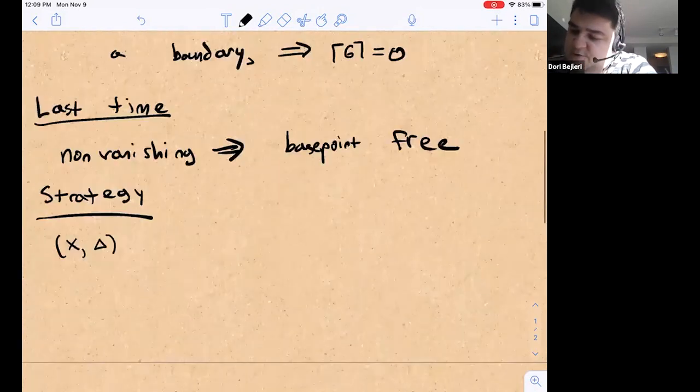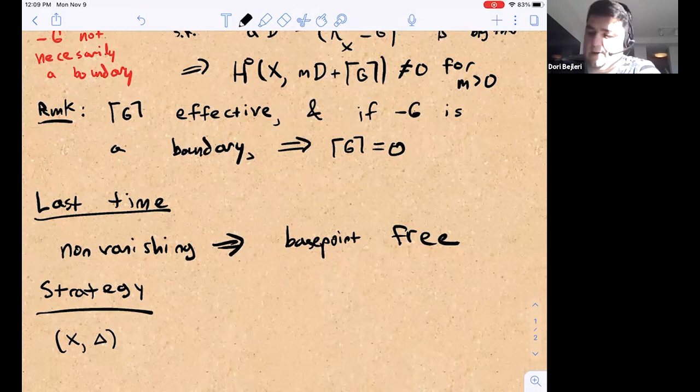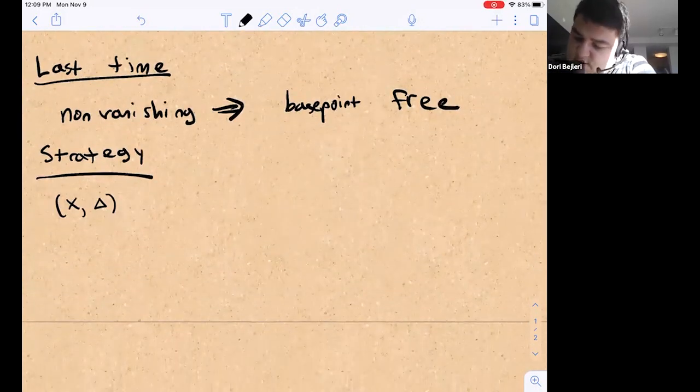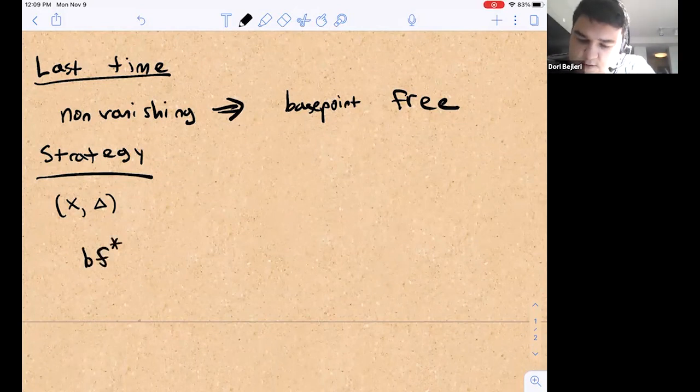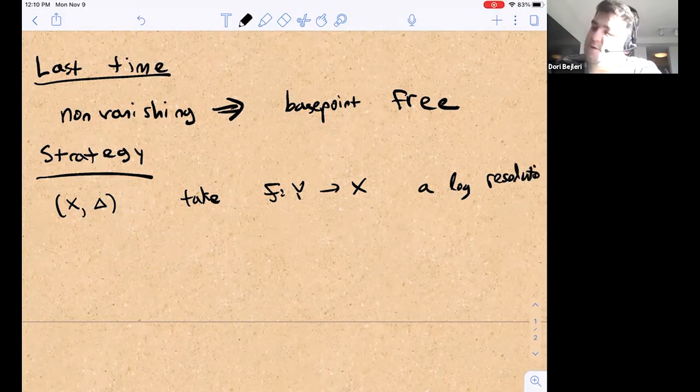So we wanted to use induction to produce these sections, and to induct on the dimension, we want to be able to restrict to some divisor, and then be able to write down on that divisor that our restriction satisfies our hypotheses. And to do that, we need to be able to use adjunction. And so the idea is to find some expression. So take a resolution, and we want to be able to write down on this log resolution some expression where we can use adjunction to restrict.